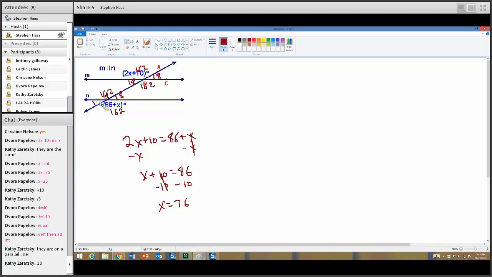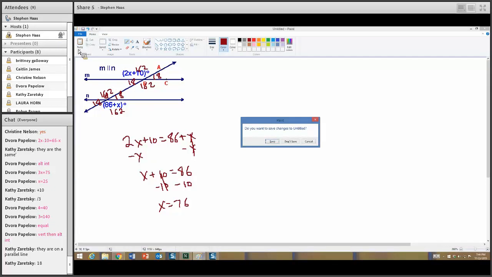Okay, let's do one more, even though these are quite easy, but we'll do one more where we have to do it slightly differently.